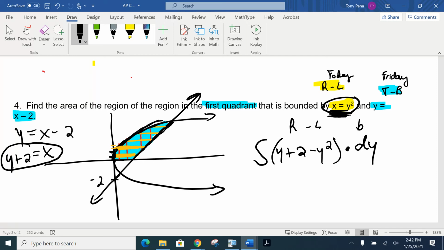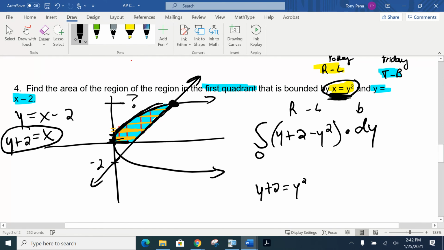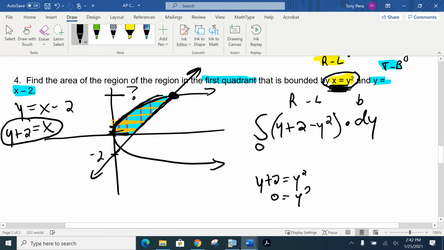The lower limit's easy. I said first quadrant only. So that means the y needs to start at 0. And then we would just need to figure out what this intersection point right here is. So we can now do that by setting equal the two equations, the y plus 2 version equal to the y squared. And then we just solve this.